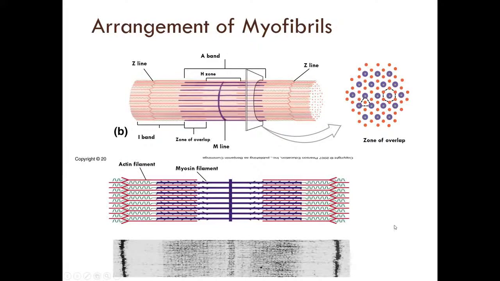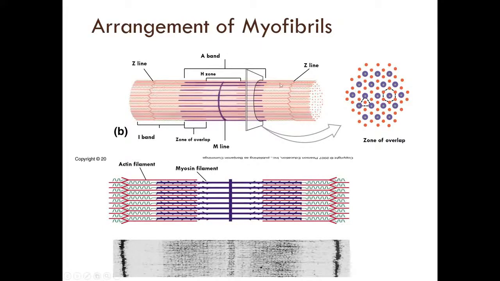Same picture over here. This is the myosin filament in purple color, and the red color is the actin filament, interdigitating. This area is the I band, and this is the whole A band. Within the A band, the area with only myosin filaments is the H zone, and within the H zone the central line is called the M line. And within the actin filament, this zigzag line is nothing but the Z line.